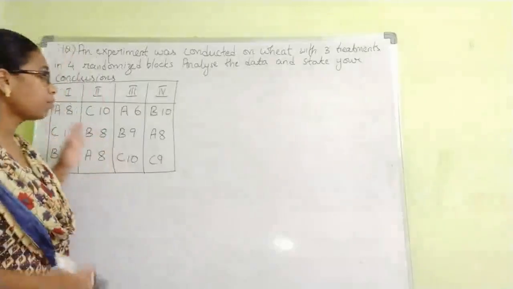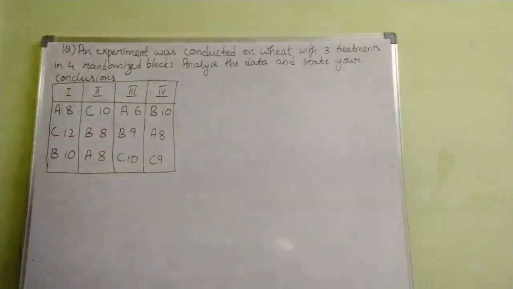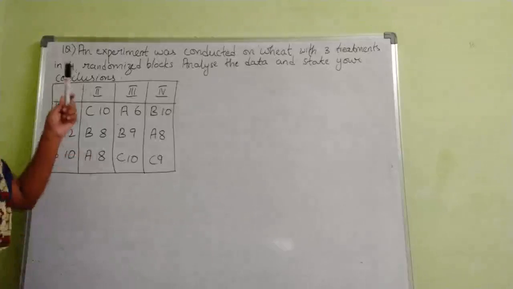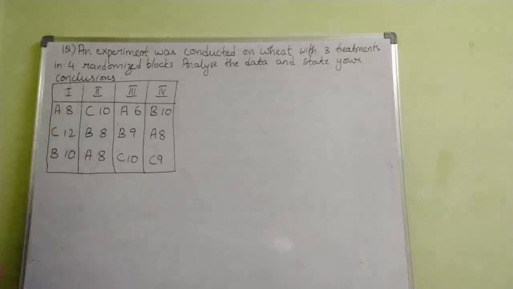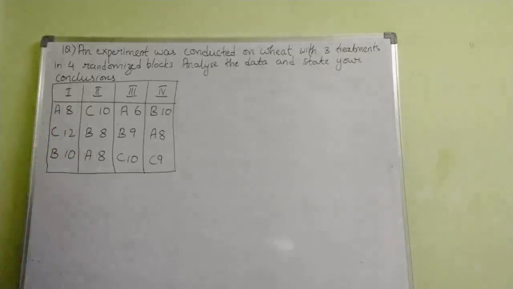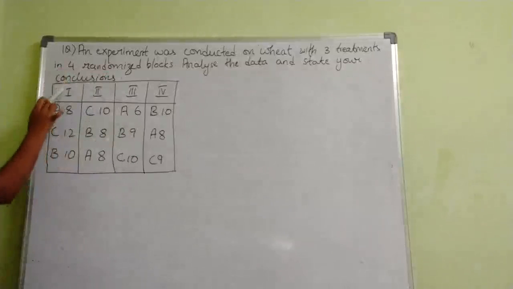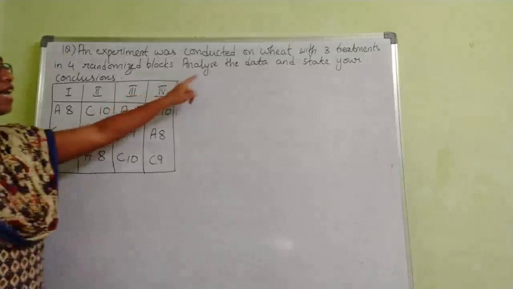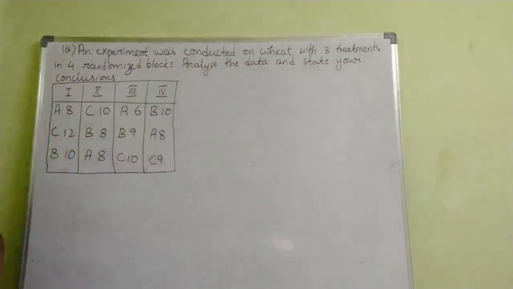So here the RBD question is given as: an experiment was conducted on wheat with 3 treatments. On a wheat field the experiment is conducted with 3 treatments. They have considered 3 treatments in 4 randomized blocks. So there are 4 blocks and in each block 3 treatments are applied. Analyze the data and state your conclusions. So you have to analyze this data.